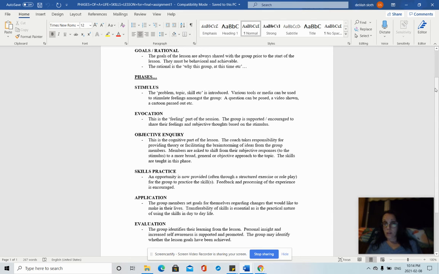Then there's the evocation section. This is the feeling part of the session. The group's encouraged to share their feelings in response to the stimulus. If you were doing time management and you had a stimulus activity that gave everybody a real sense of a time crunch and they were feeling stressed, they might talk about what those feelings were like during the evocation, how they felt, their response to that activity.